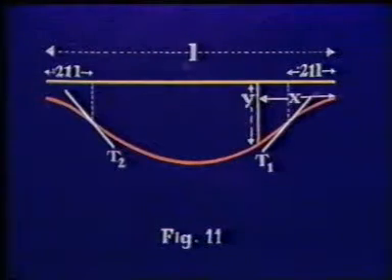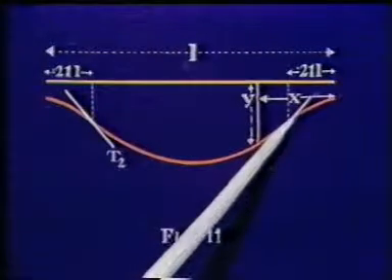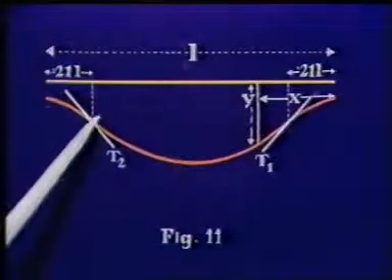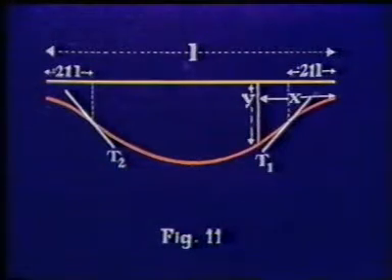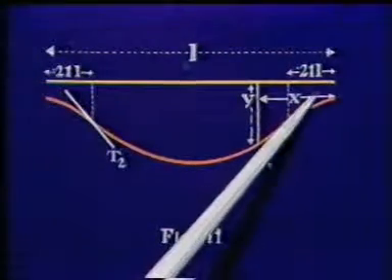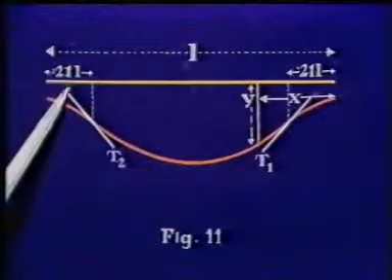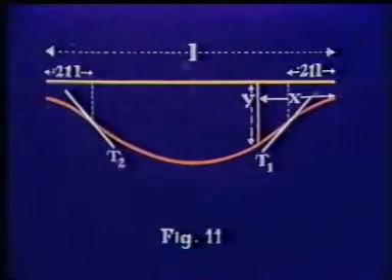In figure 11, the deflection curve has been drawn. There are 2 points of contraflexure at x equal to 0.21L and at x equal to 0.79L. You can see that at the points of contraflexure, tangents T1 and T2 are intersecting the curve.